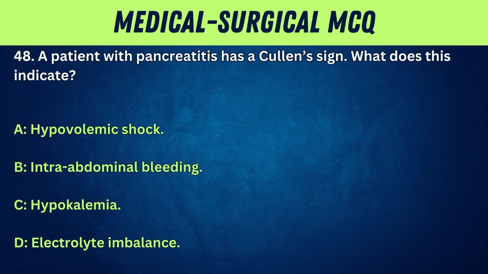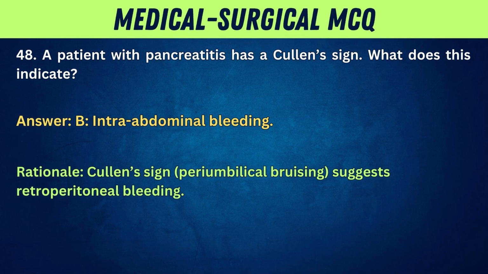48. A patient with pancreatitis has a Cullen sign. What does this indicate? A. Hypovolemic shock. B. Intra-abdominal bleeding. C. Hypokalemia. D. Electrolyte imbalance. Answer: B. Intra-abdominal bleeding. Rationale: Cullen sign, periumbilical bruising, suggests retroperitoneal bleeding.